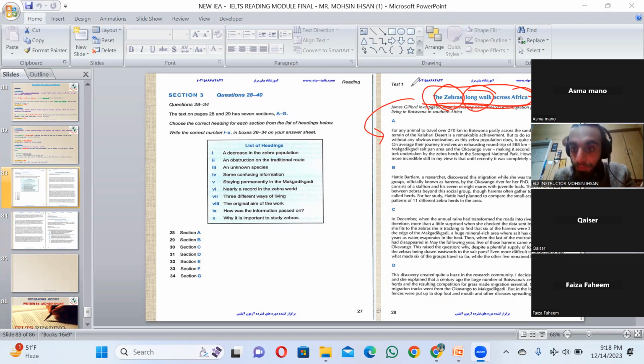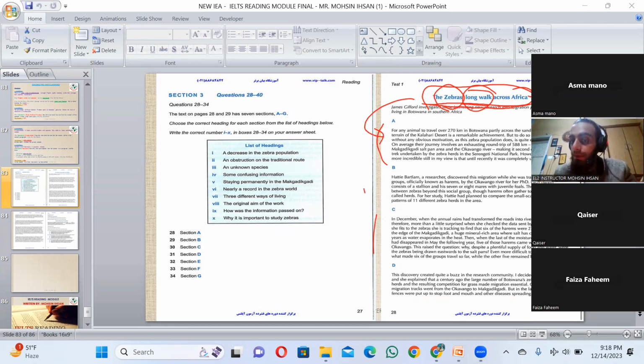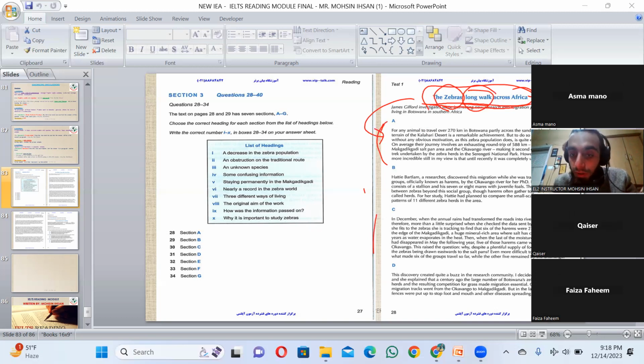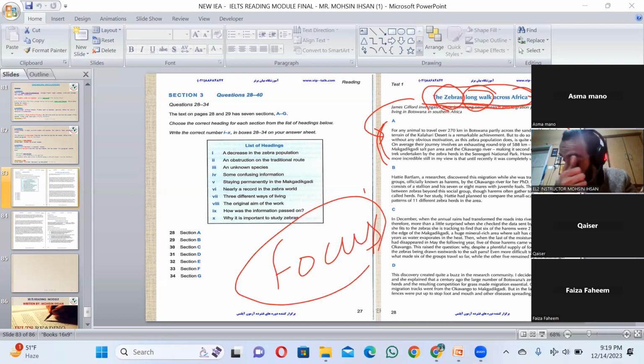Now, first paragraph, second paragraph, each paragraph would convey a message of the zebra's long walk across Africa. Right? Now, let's see the first paragraph. Try to be very focused. In IELTS reading and listening, it means focus, concentration, 100%. Right? Along with practice, along with some of the techniques, along with continuous consistency, continuous work, it also needs 100% focus on each single sentence, each single word.